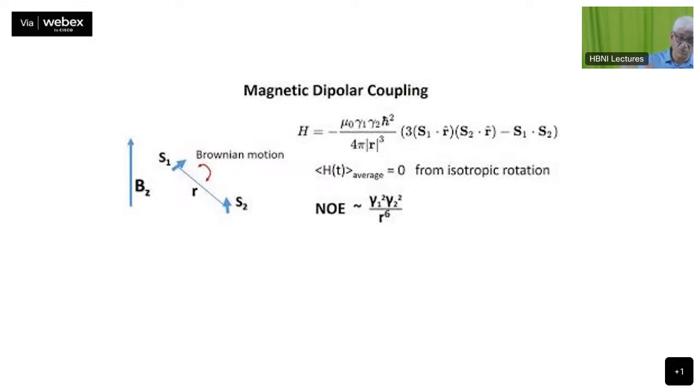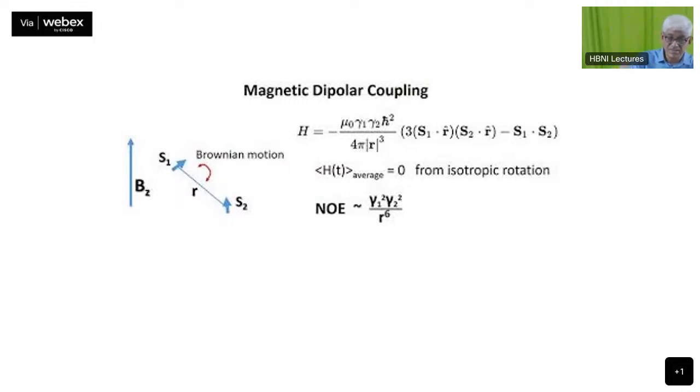Gamma 1 and gamma 2 are the gyromagnetic ratios of the two spins. Typically, if you're talking about protons, they both will have the same, but it need not be. You can also have proton-nitrogen or proton-carbon, carbon 13 also can be there. Or it can even be proton-electron. Electron spin also can be there. Very soon we will see that one of them can be an electron as well.